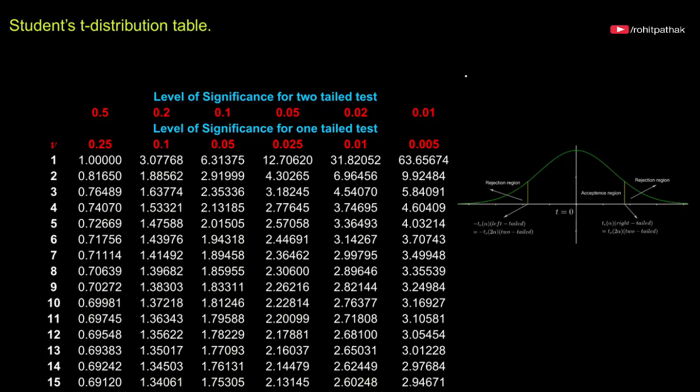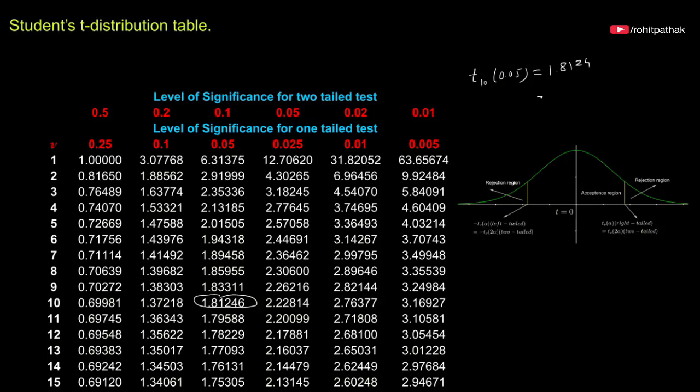For example, if somebody asks you what is the critical value of t at 10 degrees of freedom at 0.05 level of significance for right-tailed test, this value is immediately here, 1.8124. This is for right-tailed test at level of significance 5%.